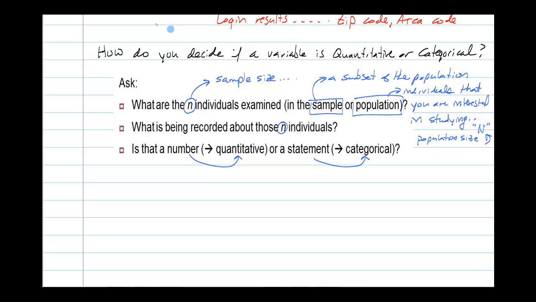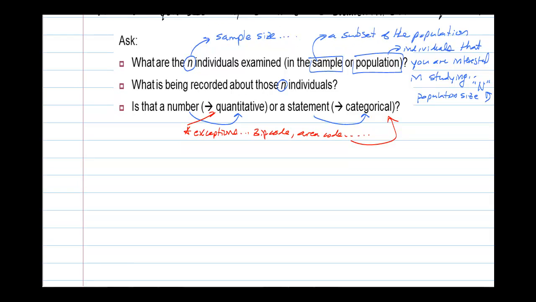But this is a case where we need to be very careful. Remember, there are some exceptions. Just because it's a number doesn't mean it's always quantitative. We have some exceptions here, such as zip code, area code, social security number, etc. But again, those are exceptions. Those are actually categorical random variables, even though they're made up of numbers. So that's the first thing that we would do, is ask those particular types of questions.